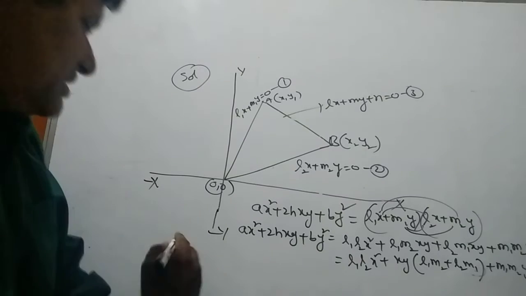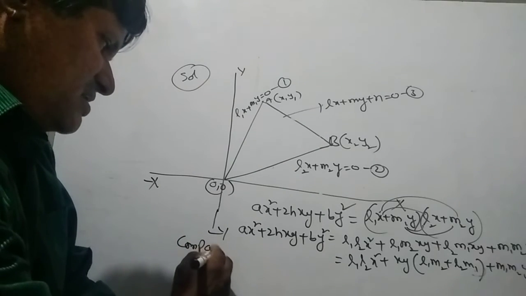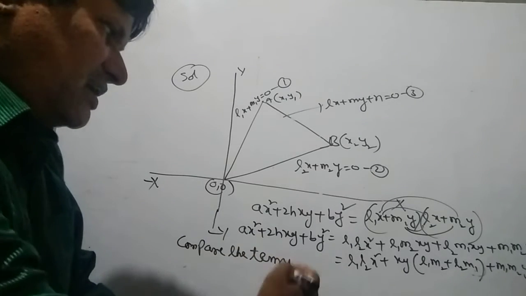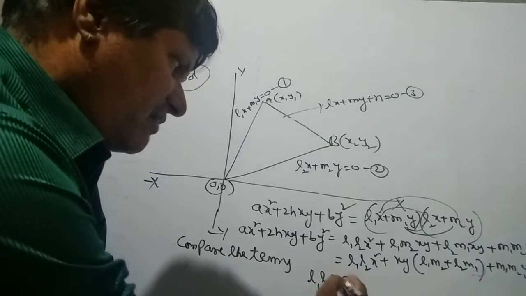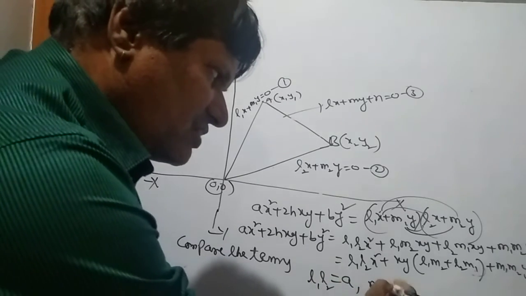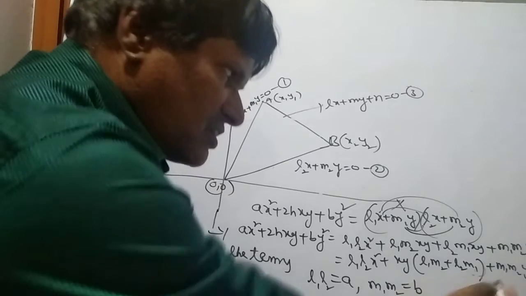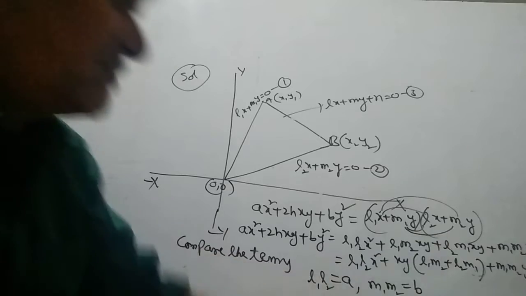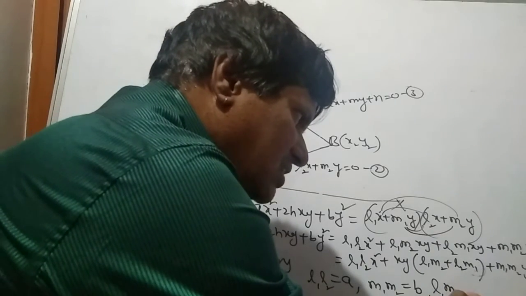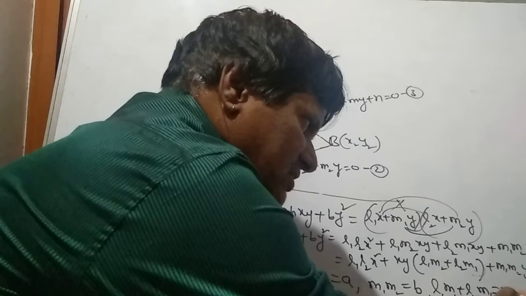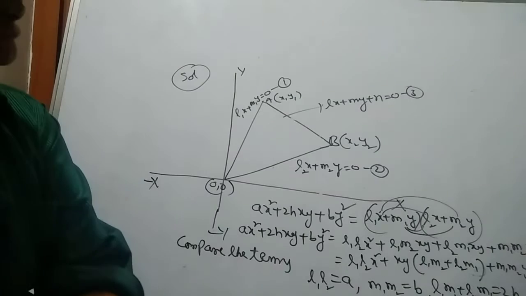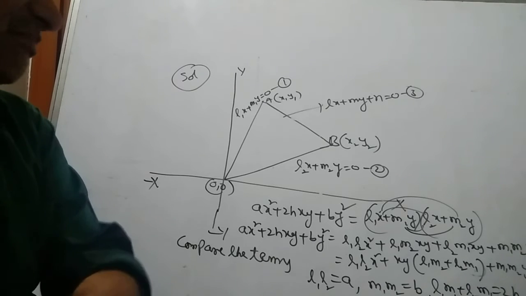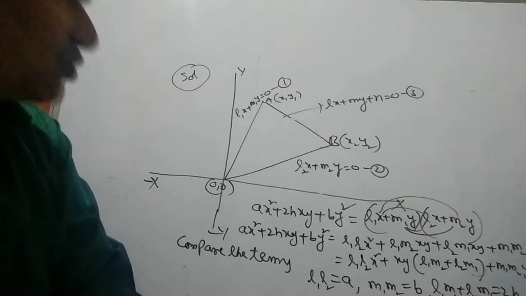Now compare the terms. What are the terms? The x square term gives L1 L2 equal to A, and m1 m2 is equal to B, because the y square term is B and the x square term is A. And L1 m2 plus L2 m1 is 2h. L1 m2 plus L2 m1 value is 2h.